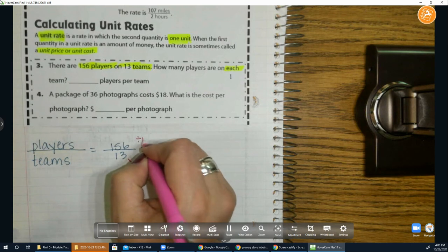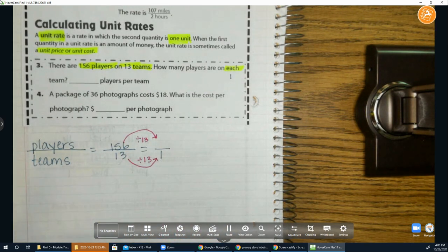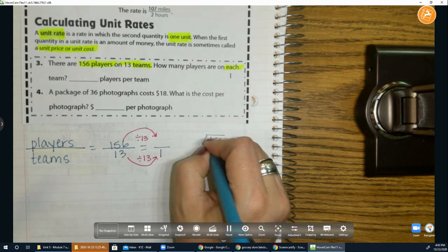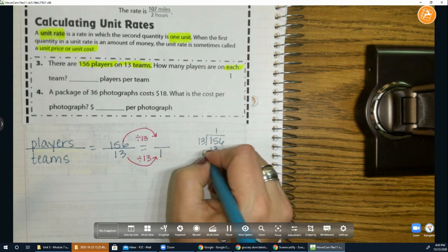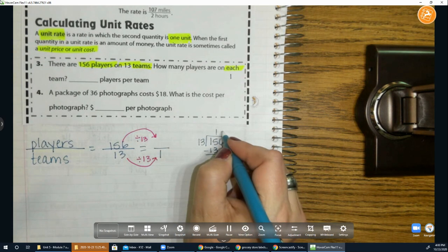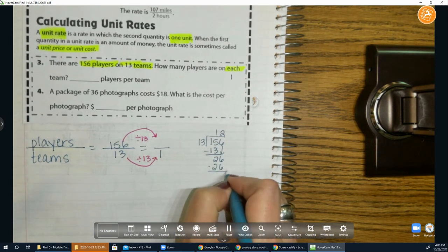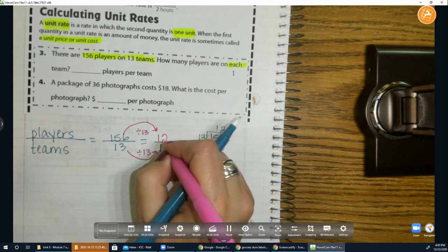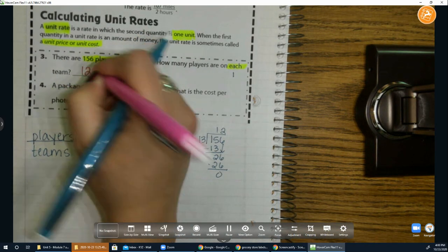If I divide by 13, I get, let's see, 156 divided by 13. 13 can go into 15 one time. Leaves me a remainder of 2. Bring down my 6. 13 can go into 26 twice. Remainder is 0. So my answer would be 12. I would have 12 players per team.